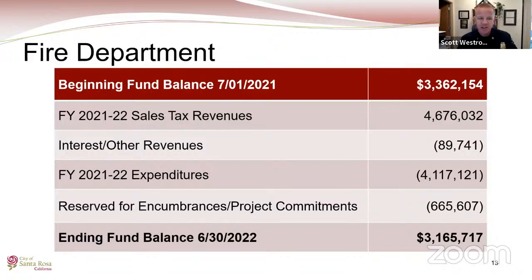So looking at the high level overview of Measure O, our beginning fund balance started at about $3.3 million. As you can see, the revenues totaled about 4.6, which is a little bit higher than we had expected. And then expenditures were about 4.1 million. The $665,000 encumbrance that you see there is for the Motorola mobile radios and mobile repeater sites that this committee approved last year. Those are in our possession and they're being installed, but it still shows as an encumbrance. So at the end of the day, we're left with about a $3.1 million reserve fund balance for the fire department. Next slide, please.